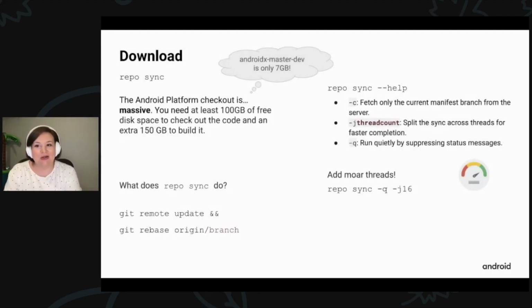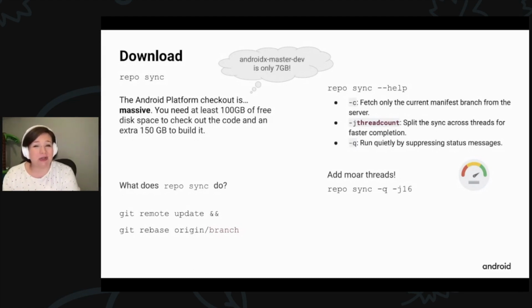Now that we've downloaded the tool that downloads the code and configured that tool, we can download the code. Repo sync is the tool that we use here. And depending on which repo and branch you're downloading, this could take a while and use up a lot of disk space. Android platform is about 100 gigs. Luckily, the Jetpack or AndroidX checkout is 6 or 7, which is definitely easier to manage. Because of the manifest that I described earlier, each branch is configured with different dependencies, and that's why the AndroidX master dev branch checkout is smaller than the platform. We don't need as much code.